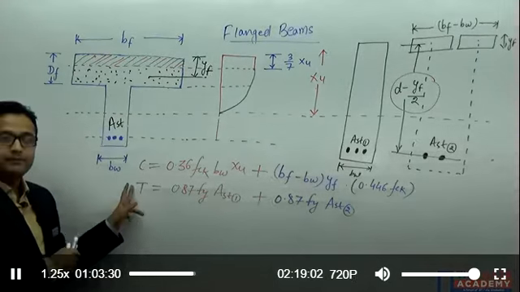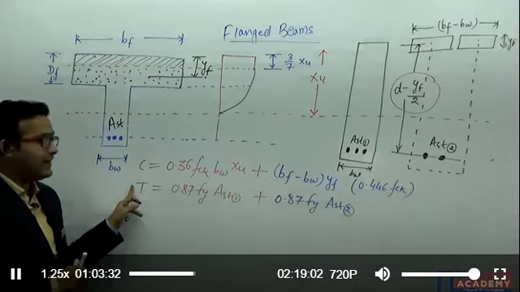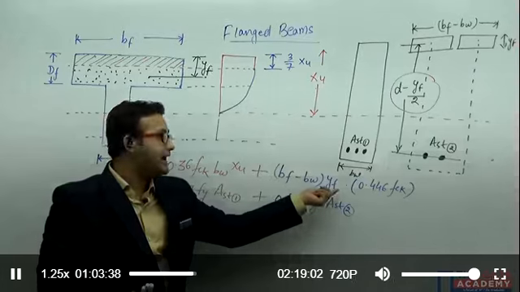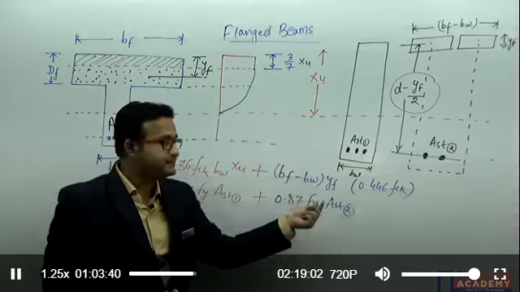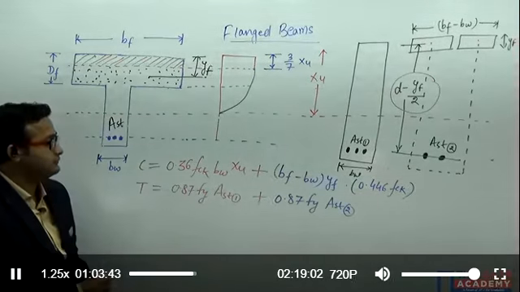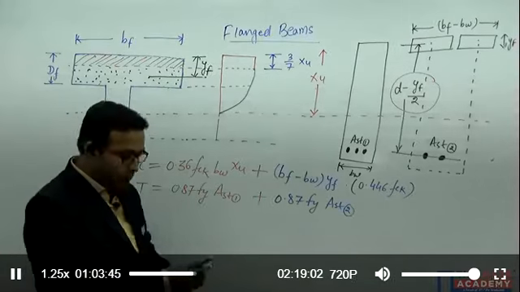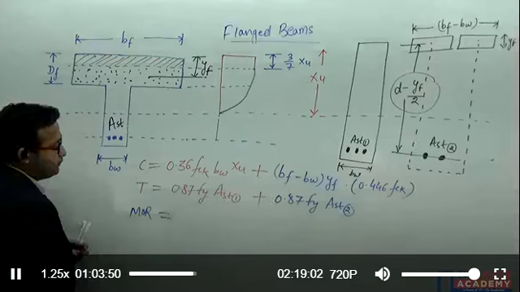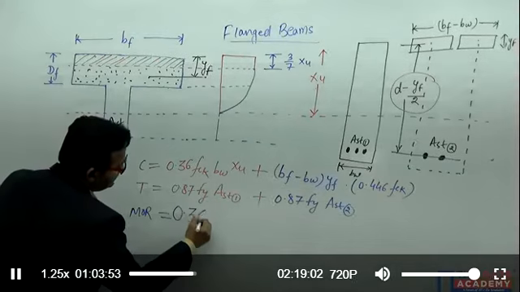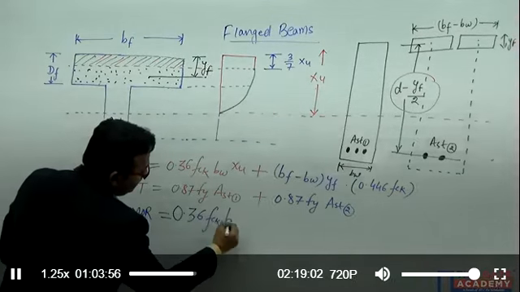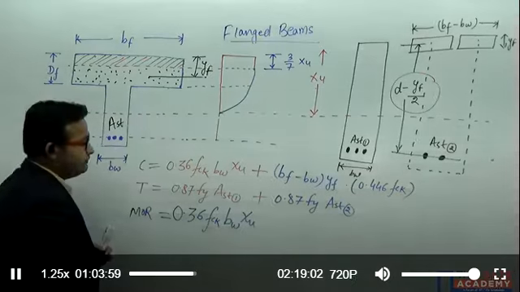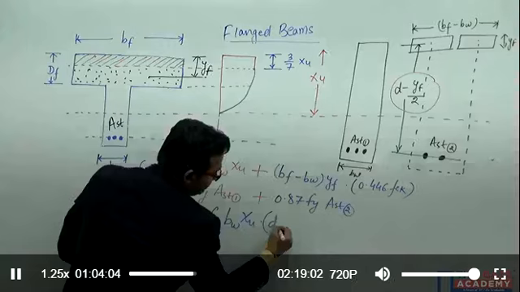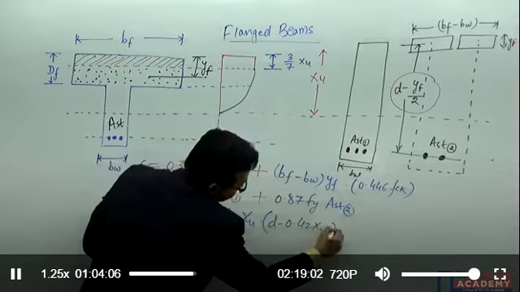The formula is the same as in the case of 2.A, only I have changed, instead of writing the total depth of the flange, I am writing the equivalent depth of the flange here. In the same fashion, if I want to calculate the moment of resistance, I can write the moment of resistance in the compression zone equal to 0.36 FCK BW into XU. The lever arm in this figure is D minus 0.42 XU.